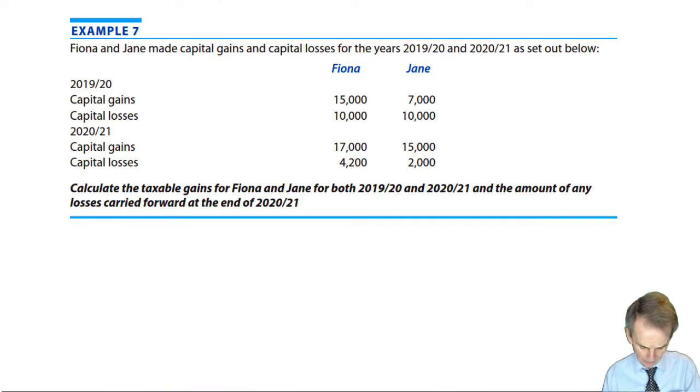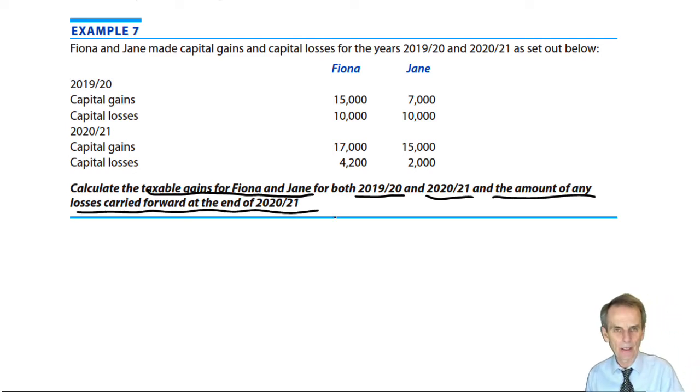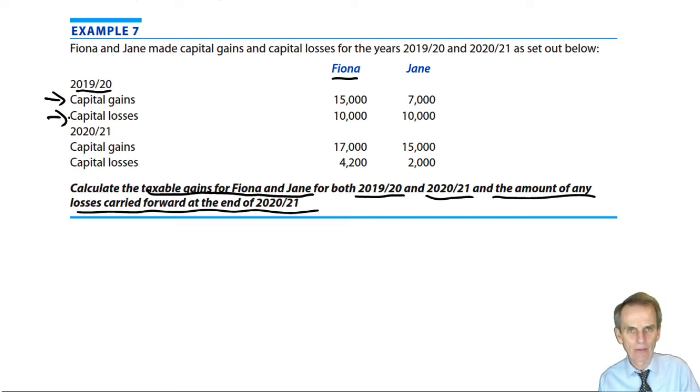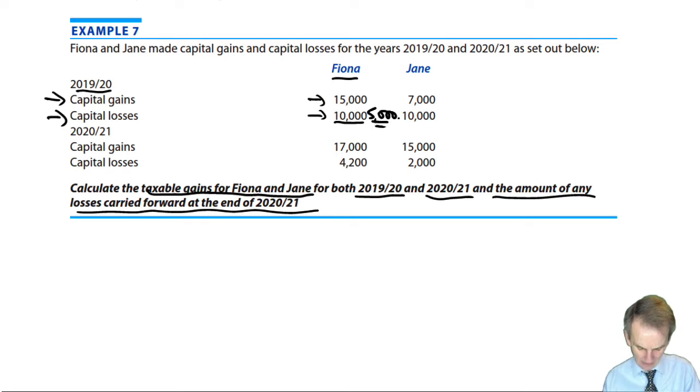Okay, time to look at example 7, therefore, where we are required to calculate the taxable gains for Fiona and Jane for both the 1920 and the 2021 tax years, and the amount of any losses carried forward at the end of 2021. Okay, firstly, Fiona. In 1920, what must we always do for any tax year for any individual? We must firstly net out the gains and losses of that year. So what do we have? Fiona has gains of 15,000 and capital losses of 10,000, meaning therefore that she's made some net gains of £5,000.